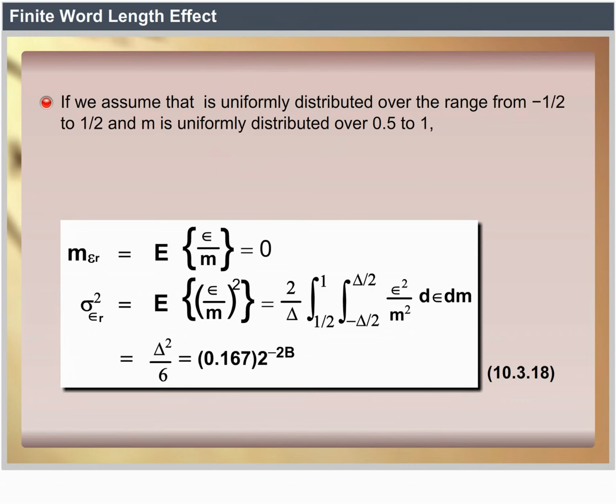If we assume that epsilon is uniformly distributed over the range from -delta/2 to delta/2 and m is uniformly distributed over 0.5 to 1, the mean of epsilon_r equals E[epsilon/m] = 0, and sigma_epsilon_r squared = E[(epsilon/m)^2] = (2/delta) integral from 1/2 to 1, integral from -delta/2 to delta/2 of epsilon^2/m^2 d epsilon dm = delta^2/6 = 0.167 * 2^(-2b), called equation 10.3.18.